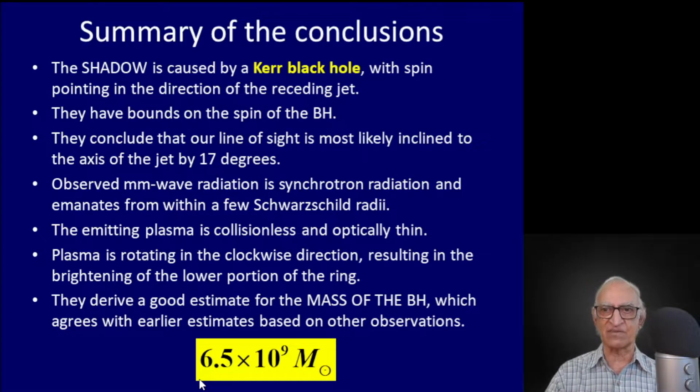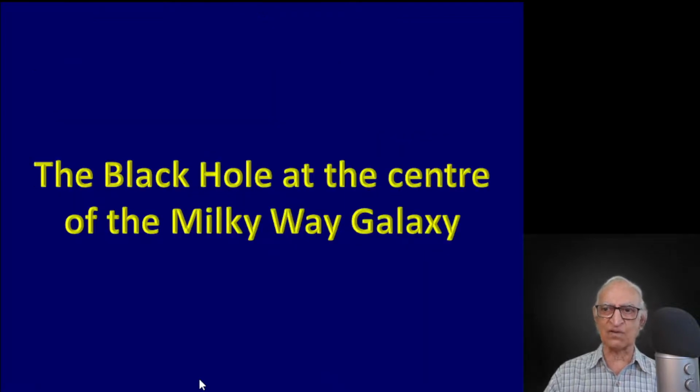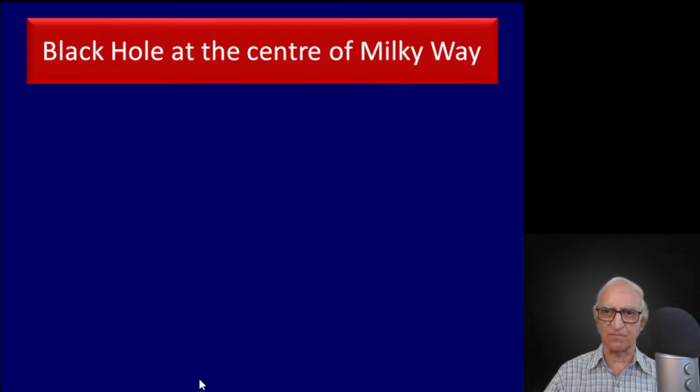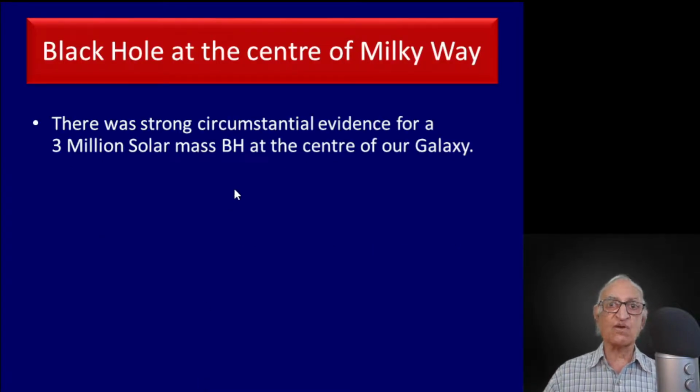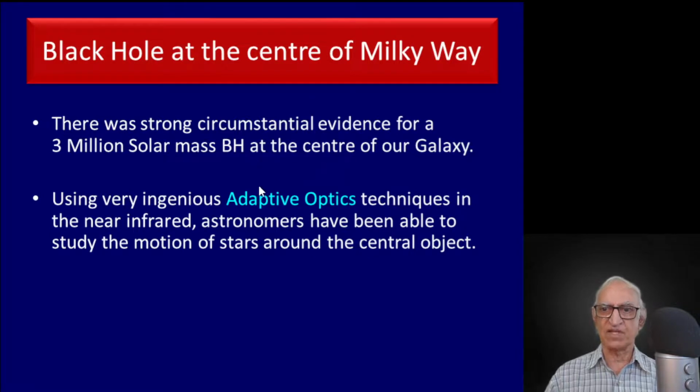Now that is M87. Now let us look at the black hole at the center of our Milky Way galaxy. There has been strong circumstantial evidence for more than 30 years that there is a 3 million solar mass black hole at the center of our galaxy. The evidence was circumstantial. Now, in recent years, using very clever and ingenious adaptive optics techniques in the near infrared, astronomers have been able to study the motion of stars very close to this central black hole.